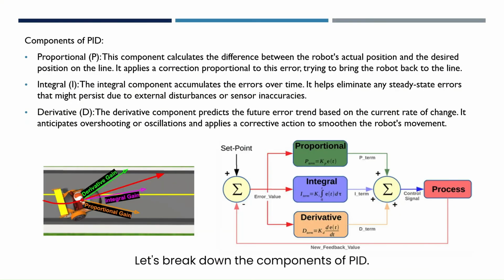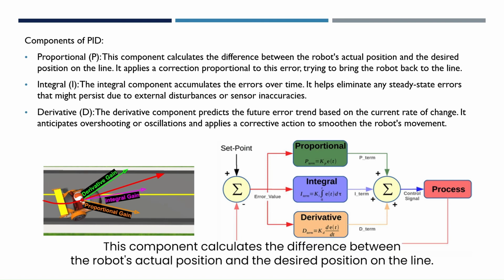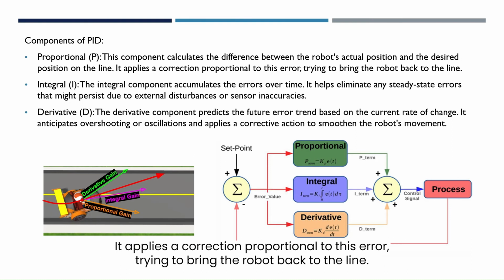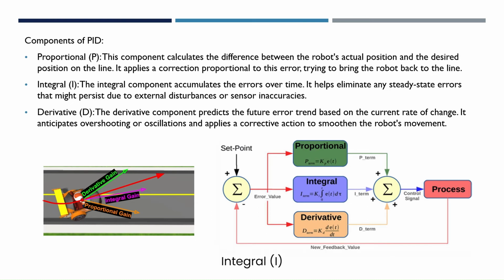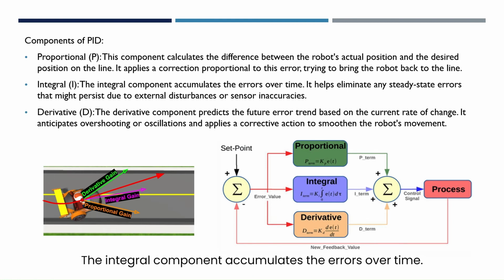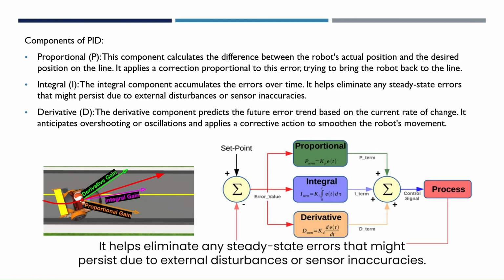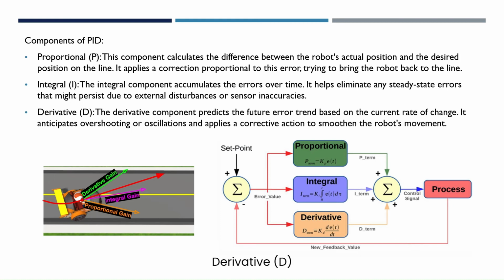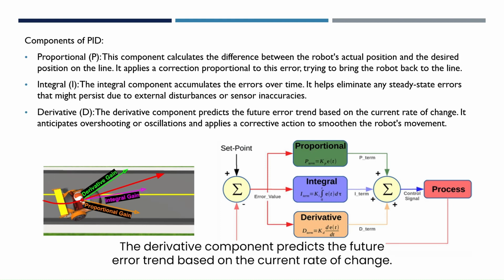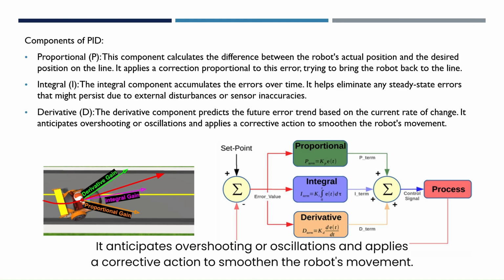Let's break down the components of PID. Proportional, P. This component calculates the difference between the robot's actual position and the desired position on the line. It applies a correction proportional to this error, trying to bring the robot back to the line. Integral, I. The integral component accumulates the errors over time. It helps eliminate any steady-state errors that might persist due to external disturbances or sensor inaccuracies. Derivative, D. The derivative component predicts the future error trend based on the current rate of change. It anticipates overshooting or oscillations and applies a corrective action to smoothen the robot's movement.